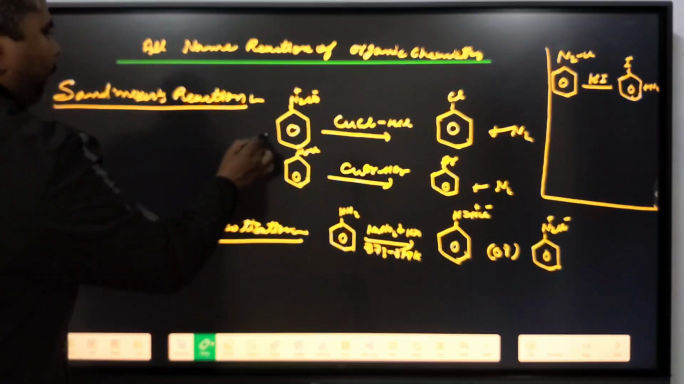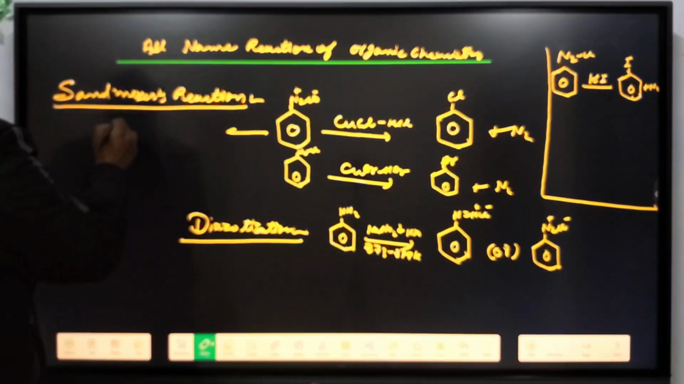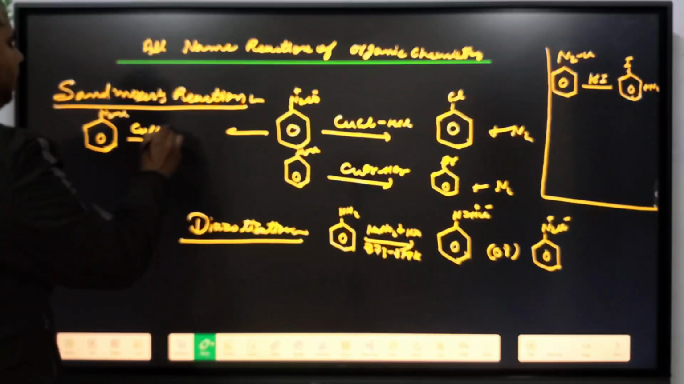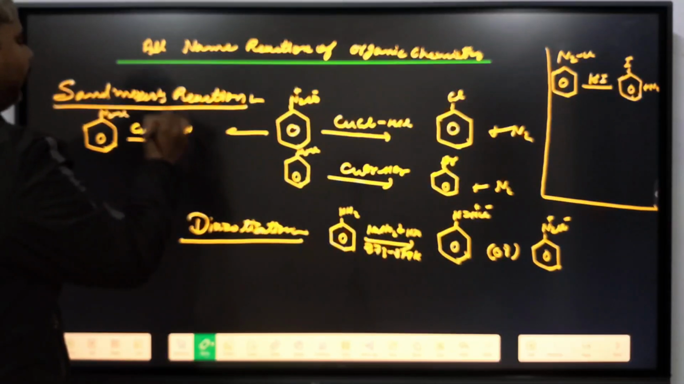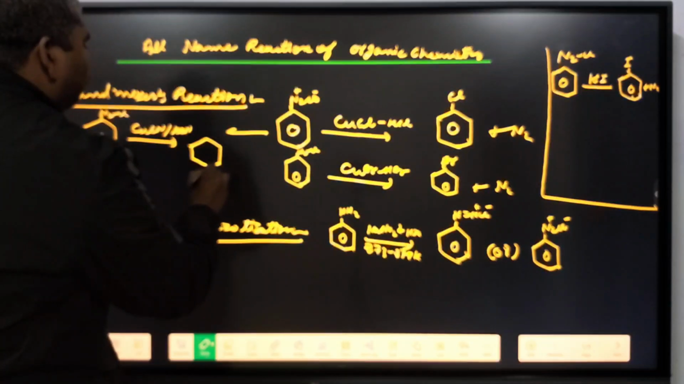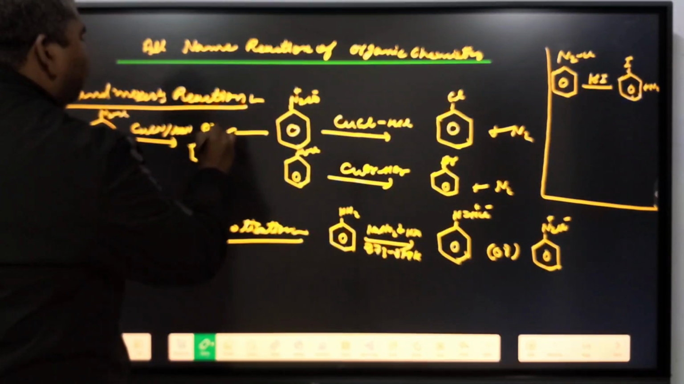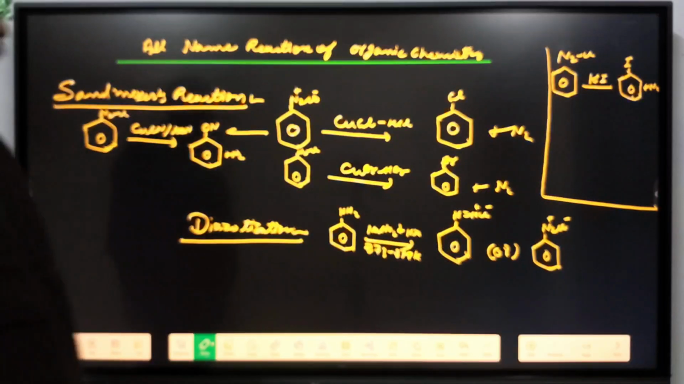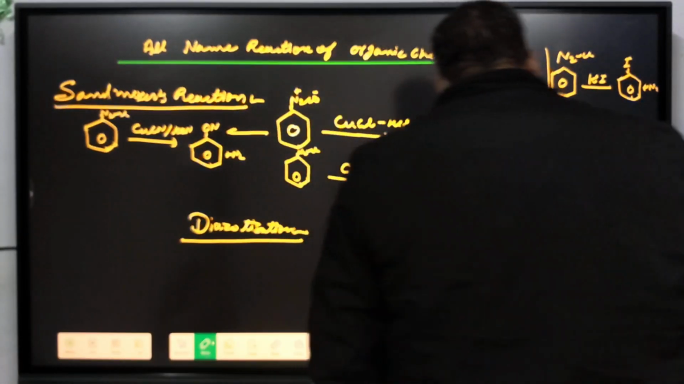For the preparation of cyanobenzene, cyanobenzene is also prepared by this method. Benzene nitrile or cyanobenzene. Here N2Cl, CuCN, KCN. Here the cyanobenzene is obtained. So here the Sandmeyer reaction.